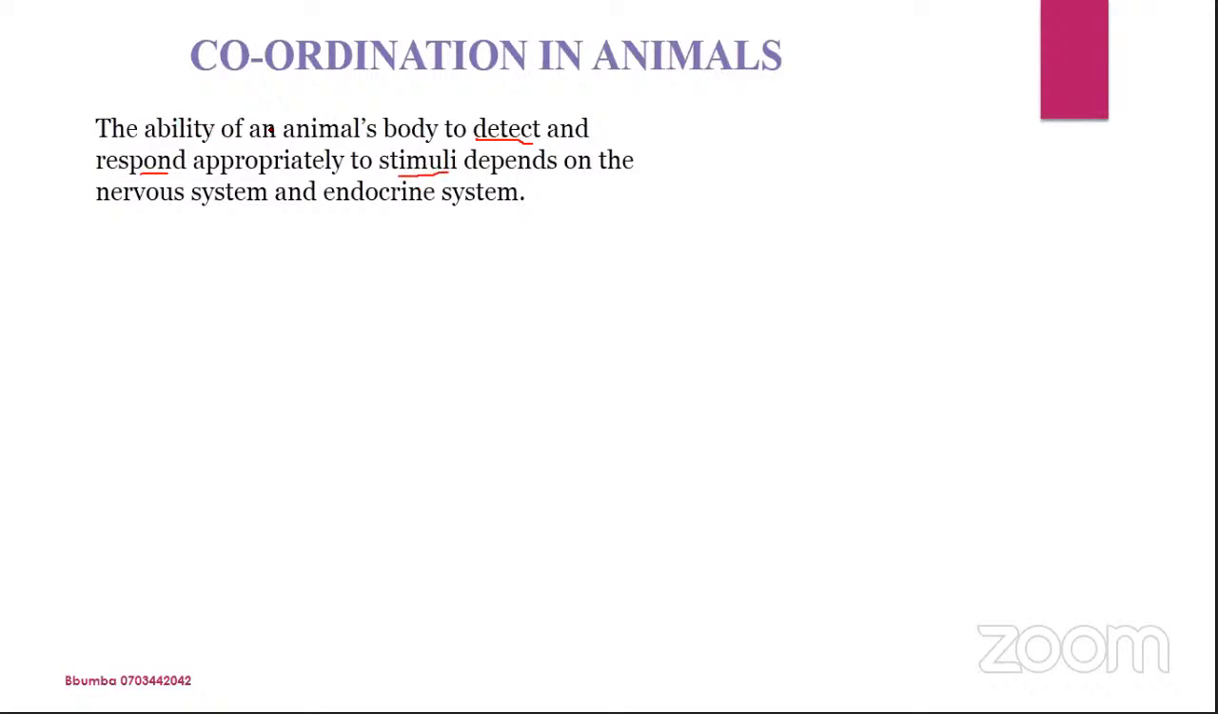So that means the animal's body must have the ability to detect. So it must have things in its body to detect. Those are like wires, which I'll talk about, and then to be able to respond, different organs of the animal's body respond to those different stimuli, and that depends on the nervous and endocrine system. Now, the system is mainly made up of what we call the nervous system, the one that generates electricity within our bodies.